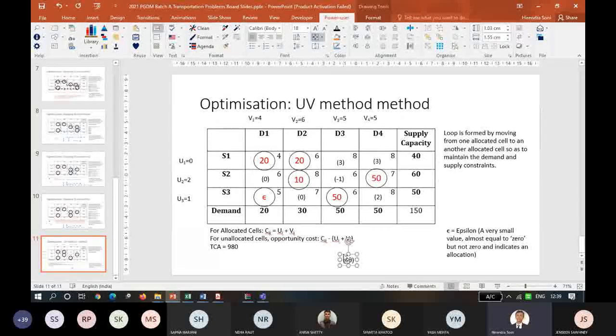So I will make an allocation plus theta in this cell. फिर लूप आपका कैसे बनेगा? Let me form the loop. यहाँ पर से इधर नीचे, यहाँ next, next, back and here. Correct ना? Yes, sir.